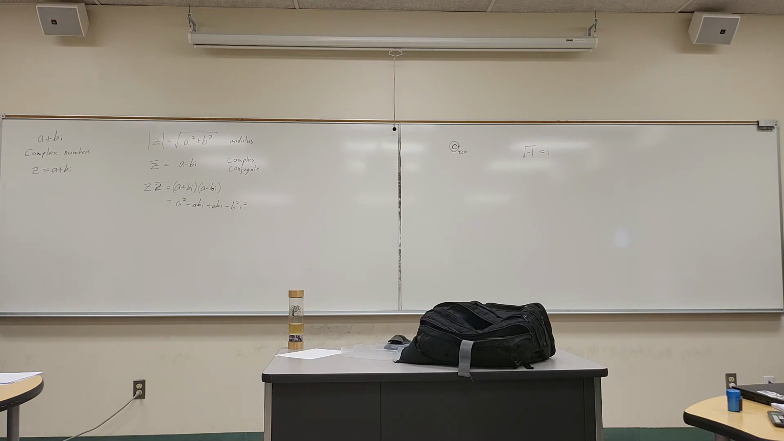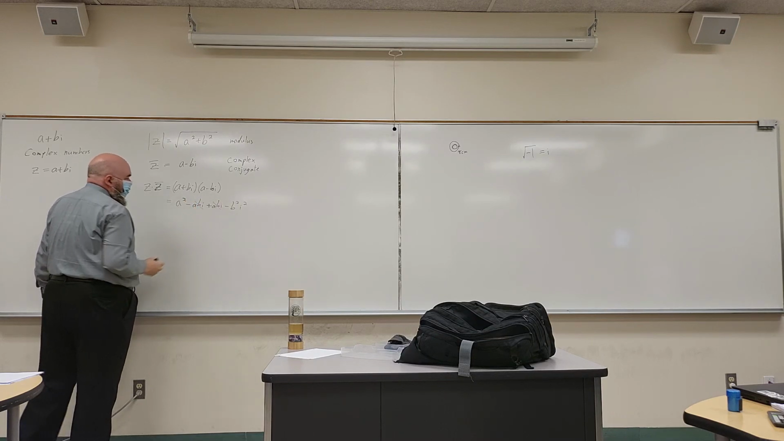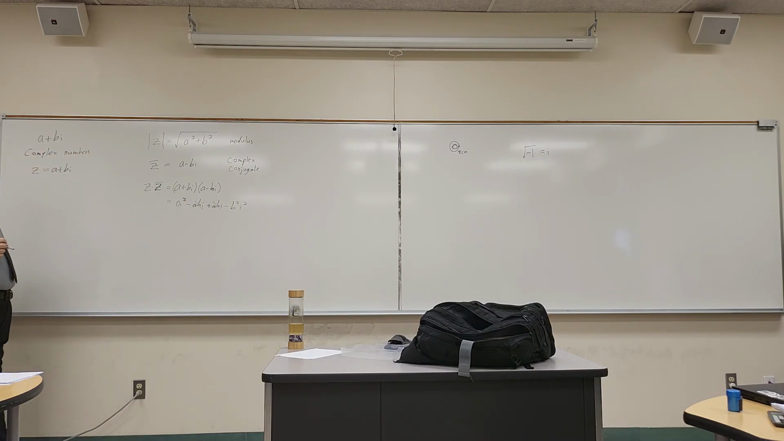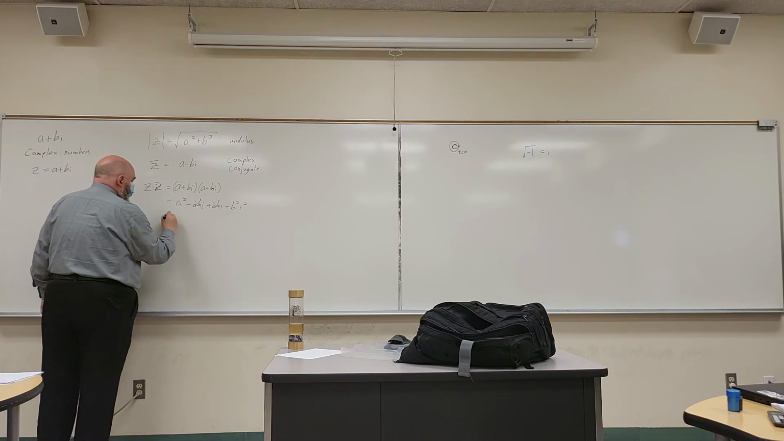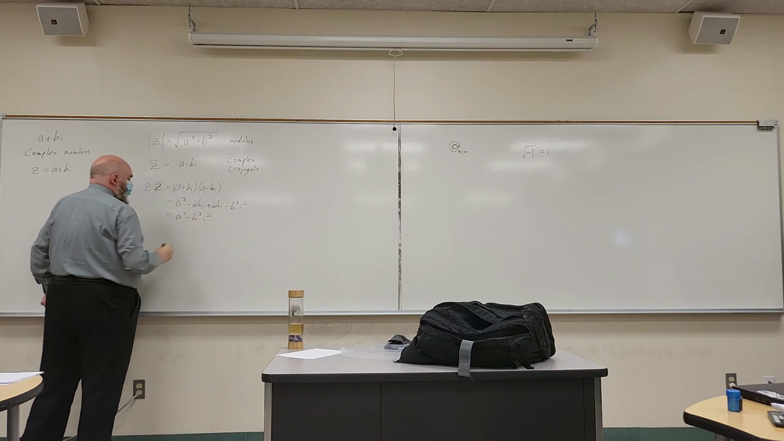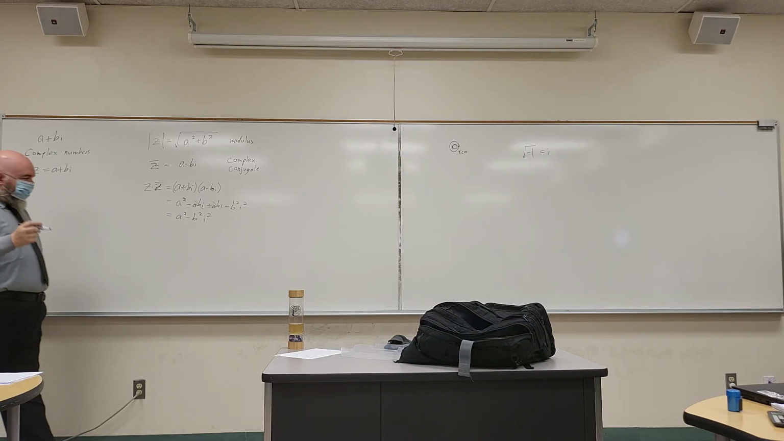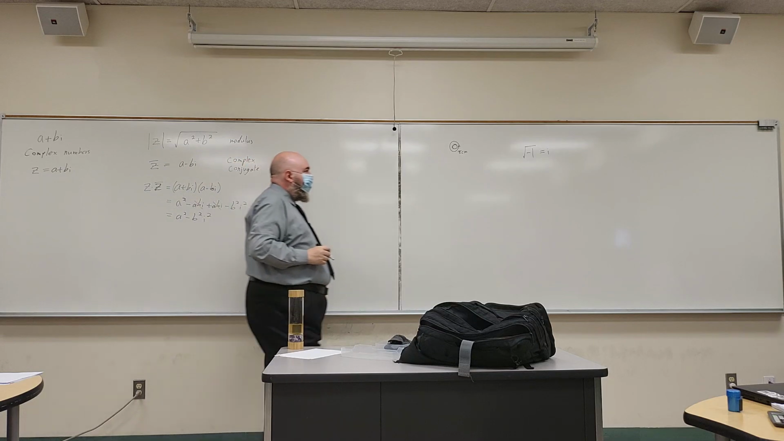You certainly can. Cancellation, according to additive inverse, still applies. So negative abi plus abi still cancels out. So I have a squared minus b squared i squared. What about i squared? Negative one. i squared is negative one.